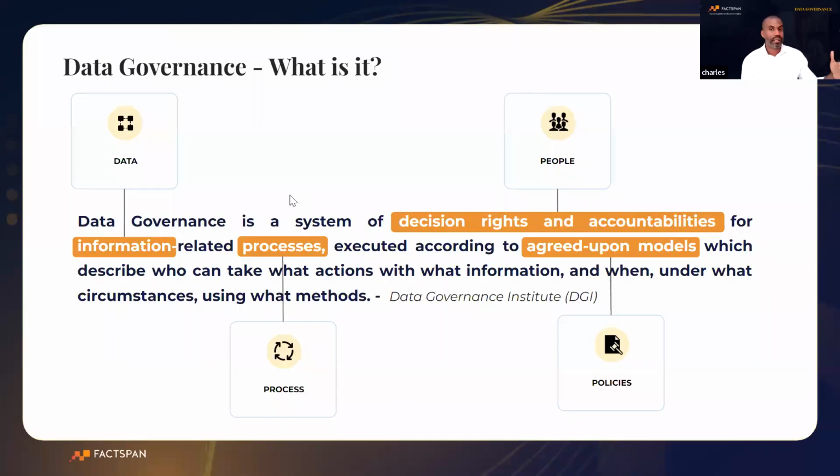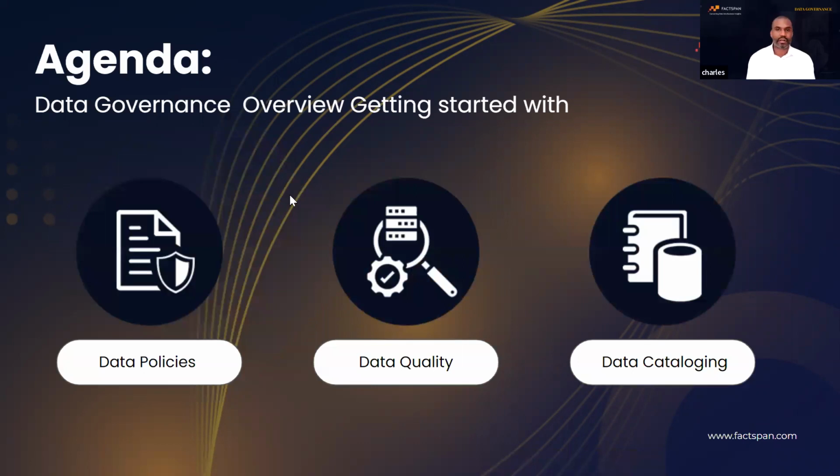If you have started already or are getting started, the 3 main areas that we're going to be talking about today are your data policies, data quality, which I'm sure if you're talking about data governance, many of you may have some initiative going on around that, and of course, data cataloging. And so we're going to dig into each of these components.